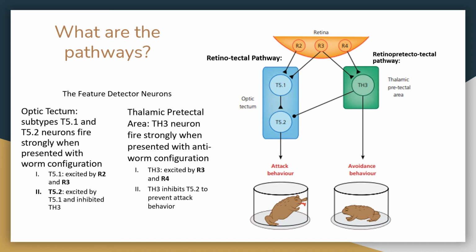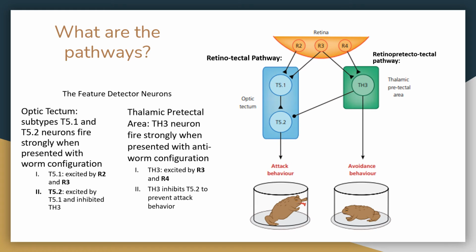So what are the pathways involved in the worm configuration and non-worm configuration response? I'm glad you asked. So first we have in the retina R2, R3, and R4 retinal cells. R2 and R3 cells excite T5.1, and R3 and R4 excite Th3.